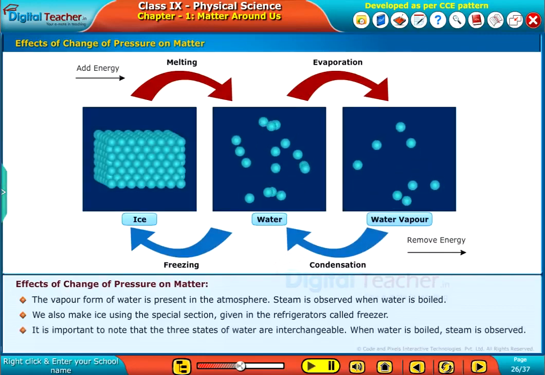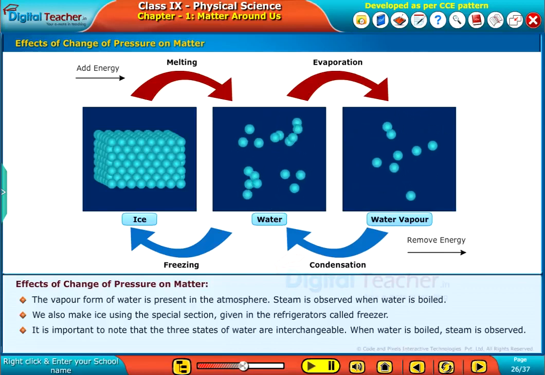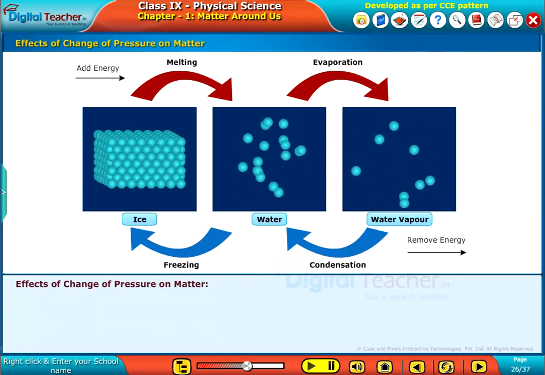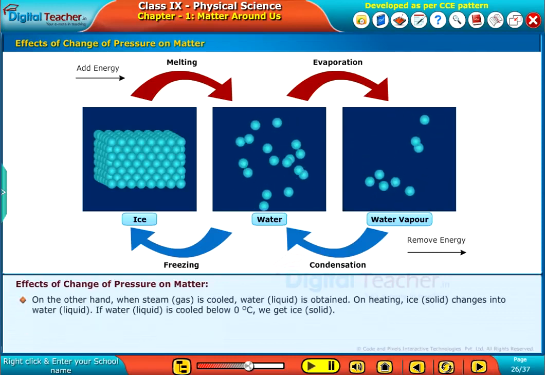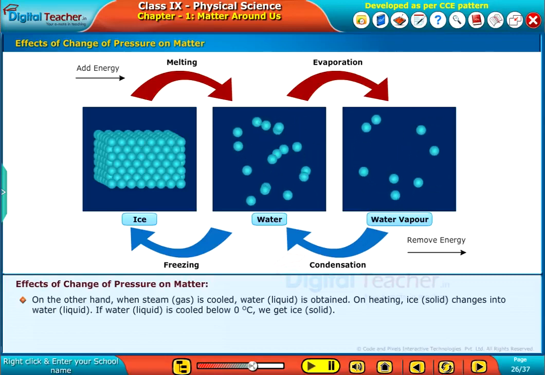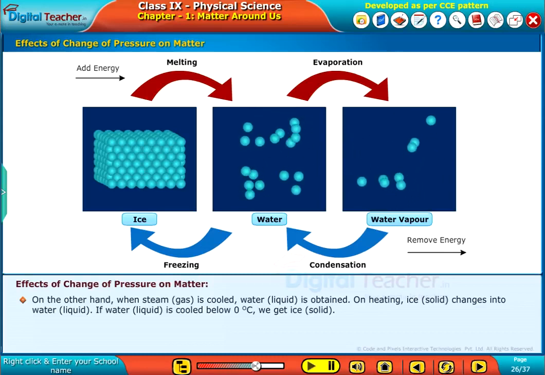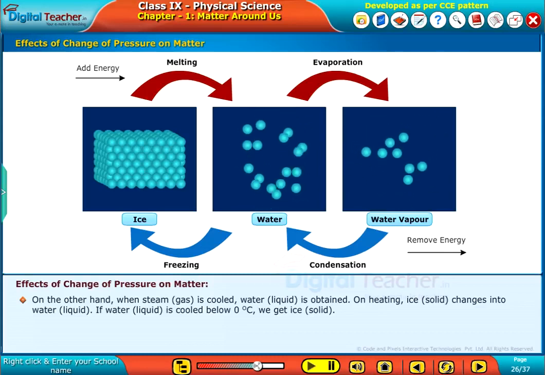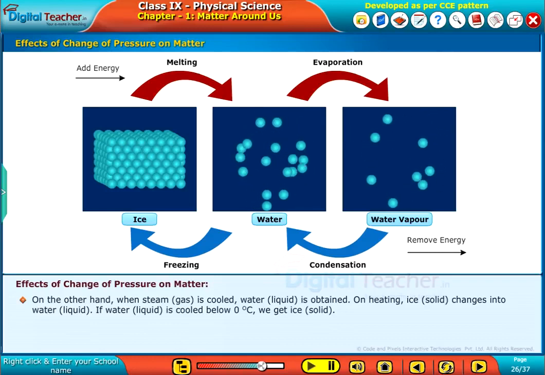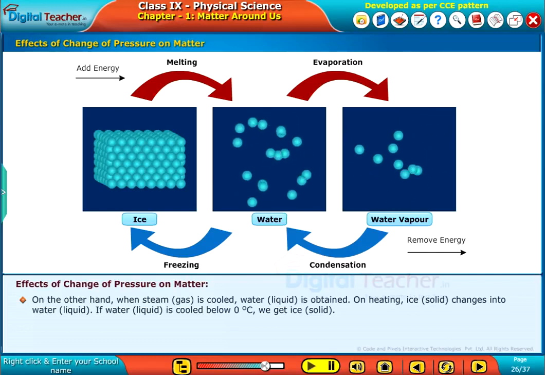It is important to note that the 3 states of water are interchangeable. When water is boiled, steam is observed. On the other hand, when steam, that is gas, is cooled, water, that is liquid, is obtained. On heating, ice, that is solid, changes into water, that is liquid. If water, that is liquid, is cooled below 0 degrees centigrade, we get ice, that is solid.